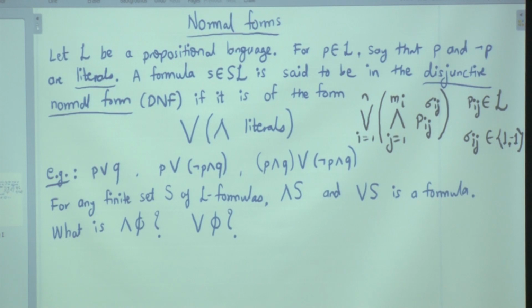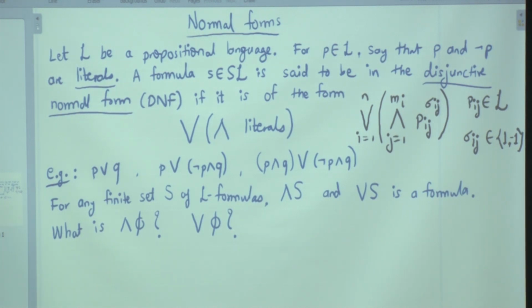Huh? Empty conjunction is empty. See this, what did I write? Please read the whole sentence. Conjunction and disjunction is a formula. So empty, can it be a formula? P conjunction negation P.